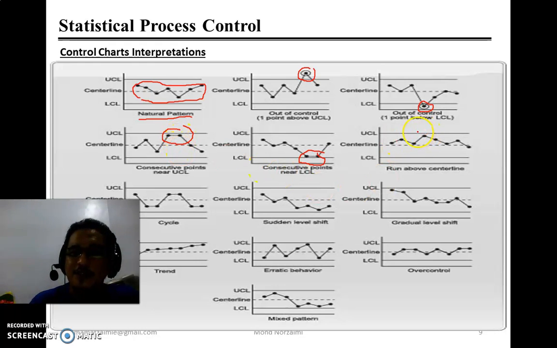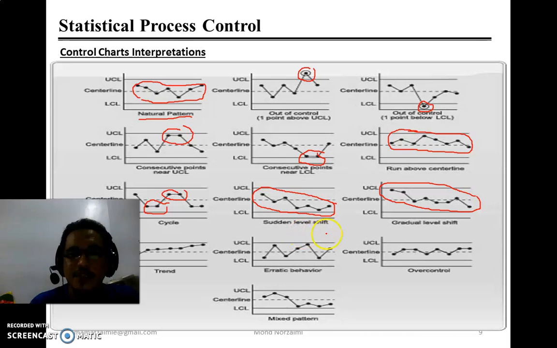In some situations we find this category, which is a run above the center line. That means our data is not centered. That's why previously we calculated mean, median, mode, standard deviation, average. Sometimes we also find a cycle in our data. Suddenly a level shift happens, so maybe something happened to our machine. Or a gradual level shift. This is about the data suddenly changing.